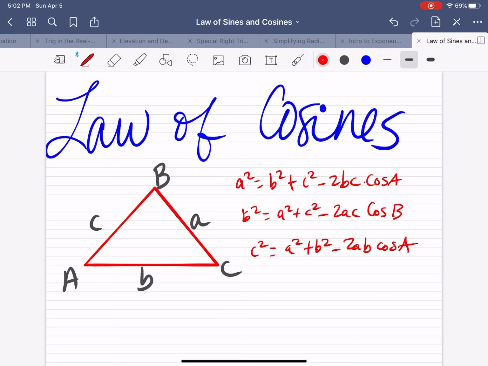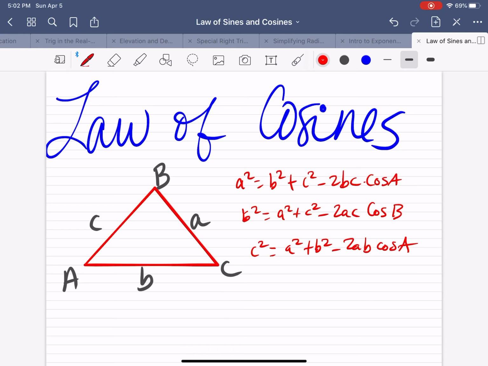So normally when we were in school, these will be on your formula chart. So go ahead and write these down in your notes and refer to them for your homework assignments and your other materials. These three equations will help you solve for missing sides and missing angles.